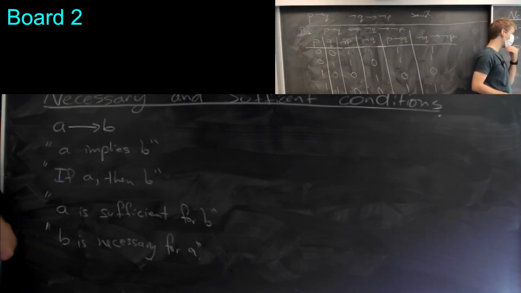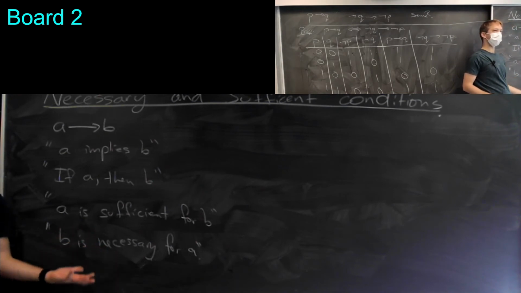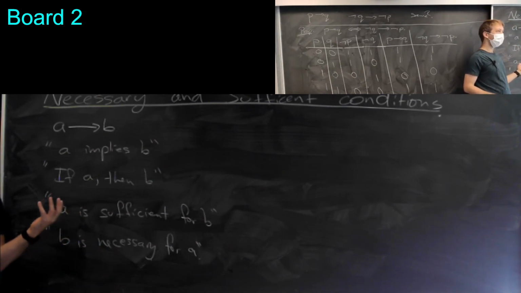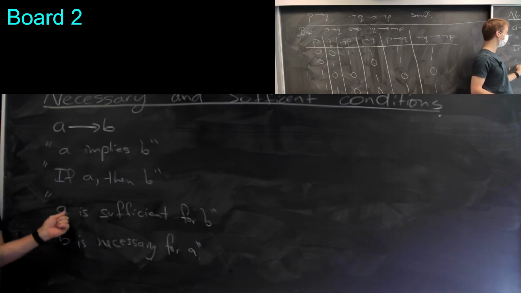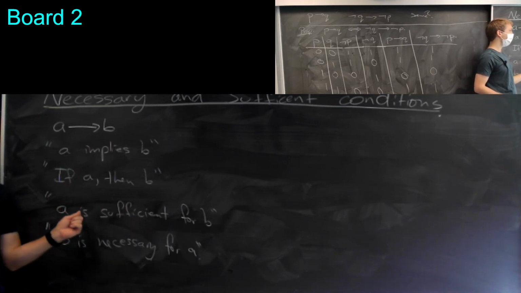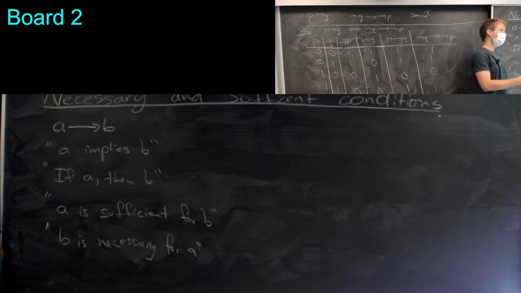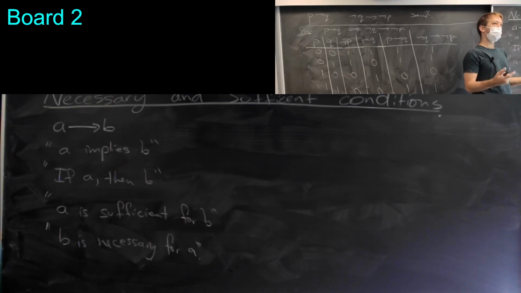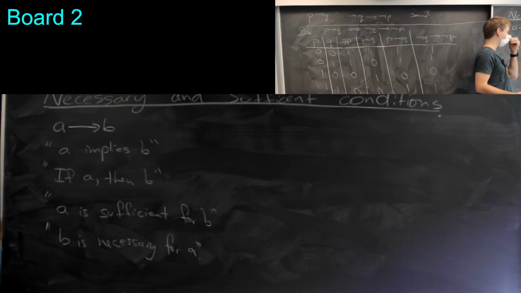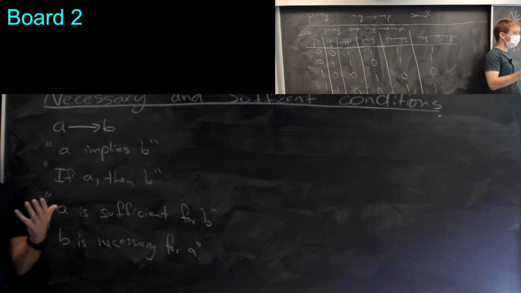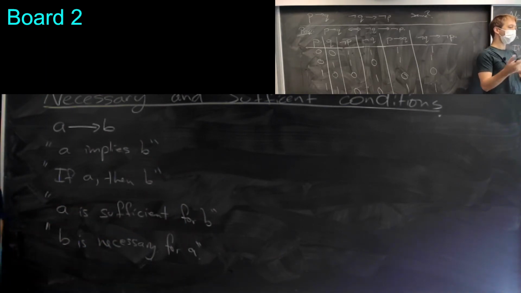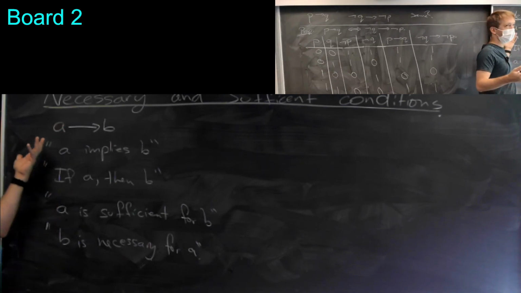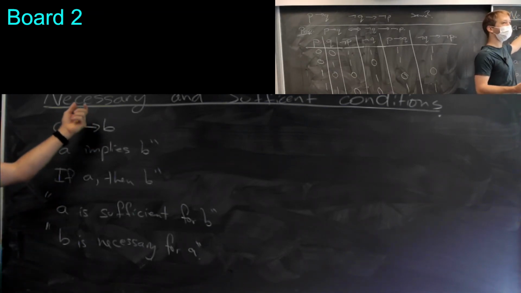If you have a good grasp of what the words necessary and sufficient mean, it's maybe clear why this is all the same. So what does it mean for A to be sufficient for B? It means if I know that A is true, then that's enough information to know that B is true. And that's the same as A implies B. Whenever A is true, B is true, right?